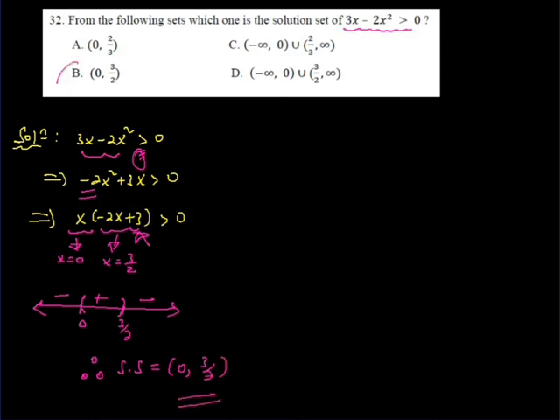So the answer will be B. From the intervals, which one is the solution set of the inequality 2x squared plus 5x minus 3 less than or equals to 0? Okay, now our quadratic inequality is 2x squared plus 5x minus 3 less than or equals to 0. So first we need to put this in the factorized form. The factorized form ማስቀመጥ ያስፈልጋል.